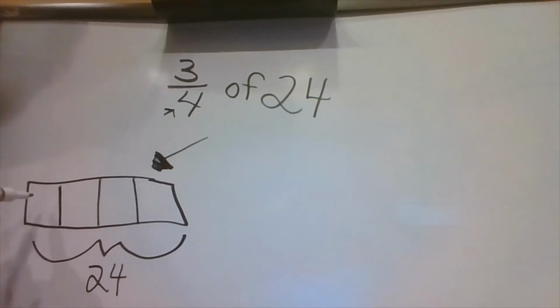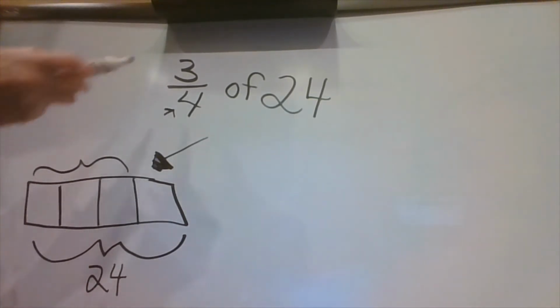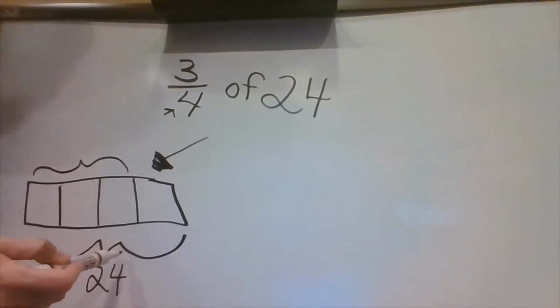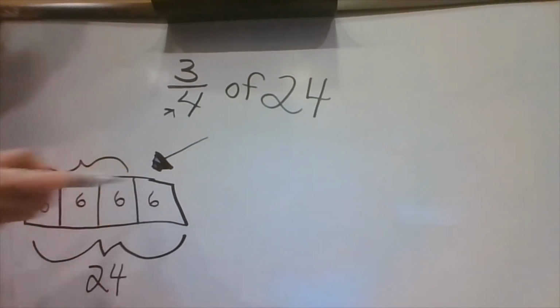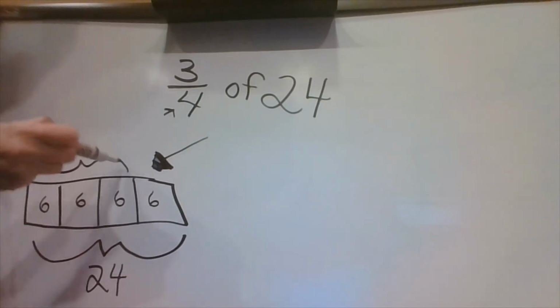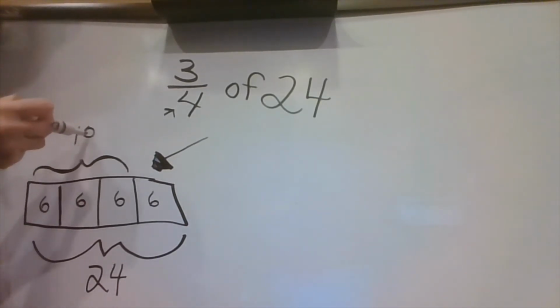This time you want to figure out how much 3/4 of 24 is. The first thing you have to do is take 24 and divide it into 4 equal parts. We know that 24 divided by 4 is 6, so you'd put a 6 in each box. 6 times 4 is 24. Then, to figure out what just 3/4 is, you look at how much 3 sixes is. So 3/4 of 24 is 3 sixes, which is 18.